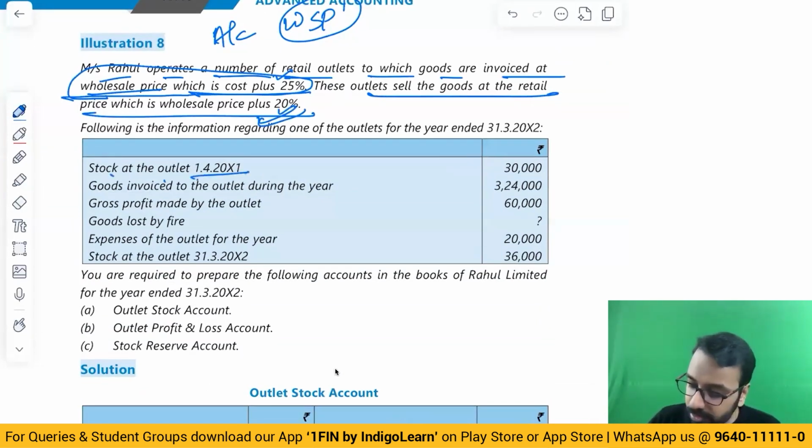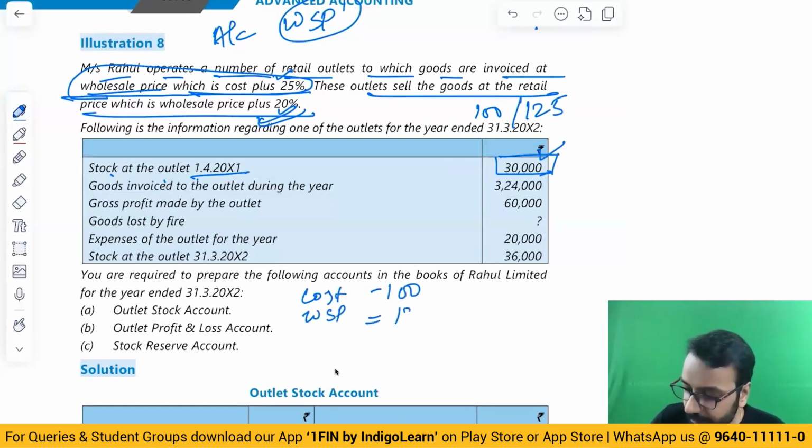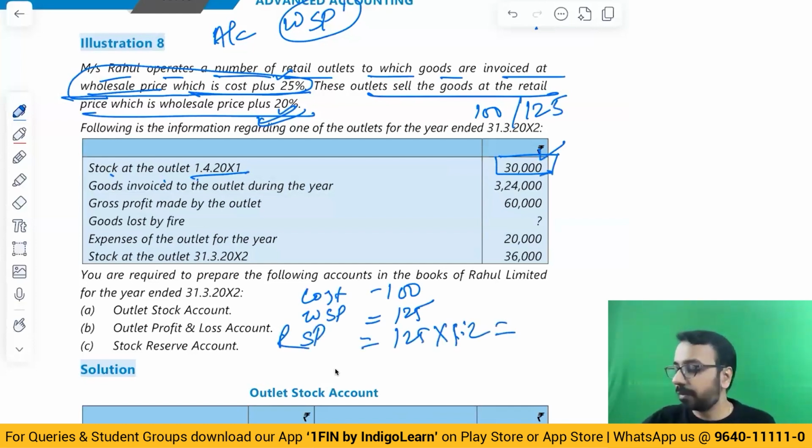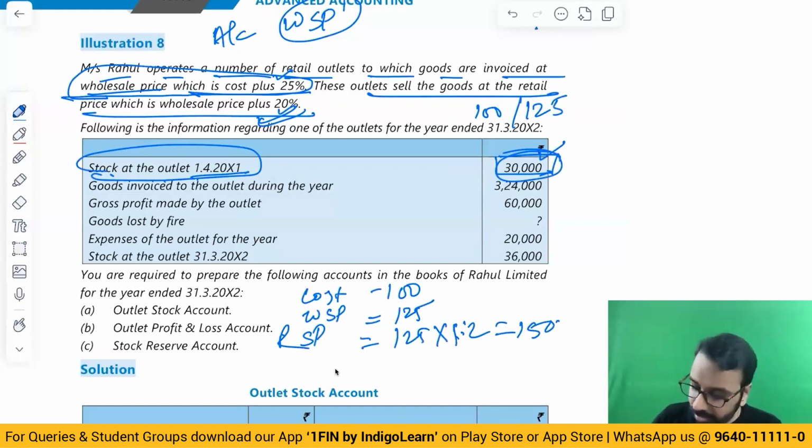Stock at the outlet at 1-4-year one is 30,000. Now this 30,000 is at what? Is it at 100? Is it at 125? So if cost is 100, wholesale price is 125, retail selling price is 125 into 1.2, that is, we get 150. Now this 30,000 is the stock at outlet at which value? At the wholesale price of 125.